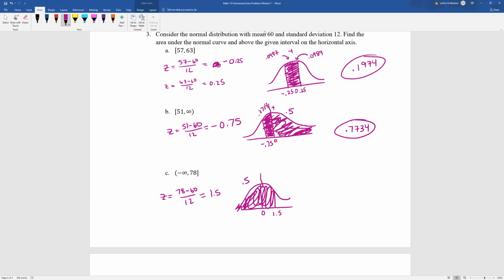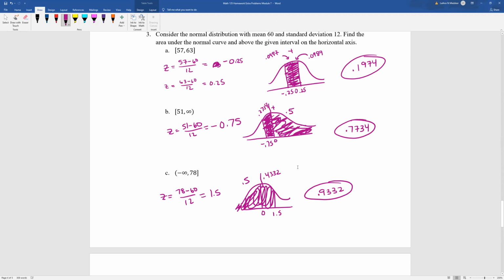So we've done this back and forth a couple of times. This is 0.4332 using the chart. So this is 0.9332. So this is quite a lot of area. There would be very little left under the curve over here. And again, mine are rough sketches. So position-wise, they're not perfect.